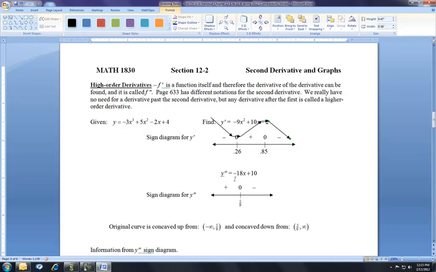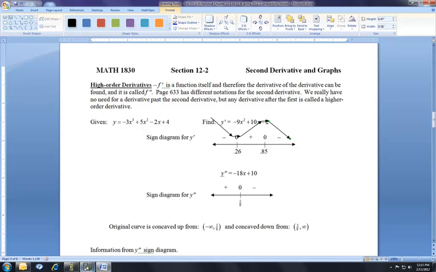Now, what the second derivative does is it tells me about concavity. Now, I can tell concavity here. Around 0.26, it looks like it's concaved up. And then somewhere between these two, it's concave down. Well, that's what the second derivative does for me. It tells me concavity, but it also tells me where concavity changes.